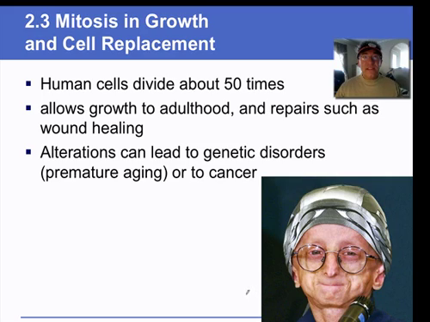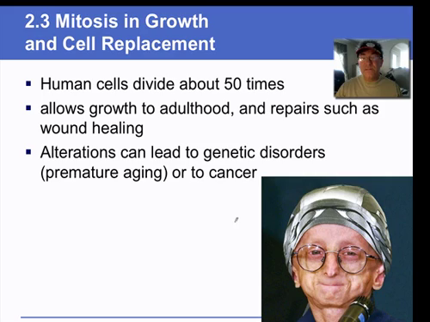So human cells do not grow forever. They can divide about 50 times, which allows enough growth to get to adulthood and to repair yourself and everything. But stem cells, of course, can grow forever, as do cancer cells. So if your cells do not grow enough, then you can get premature aging.